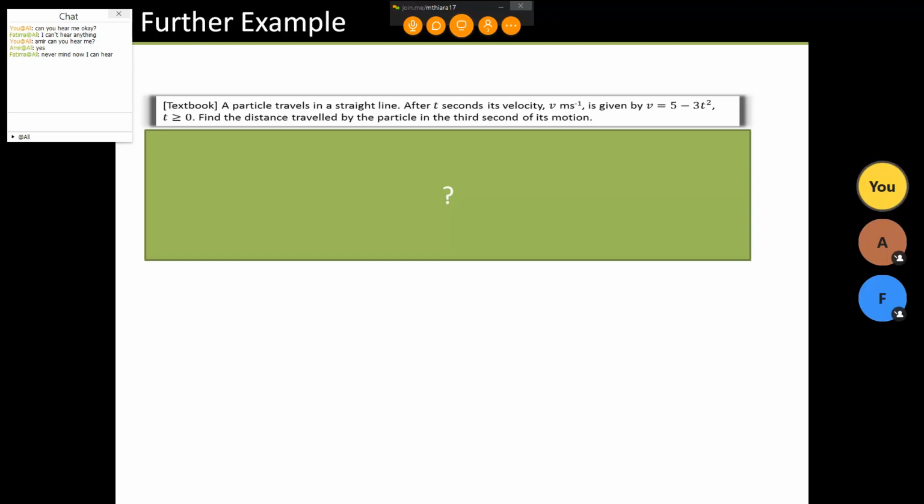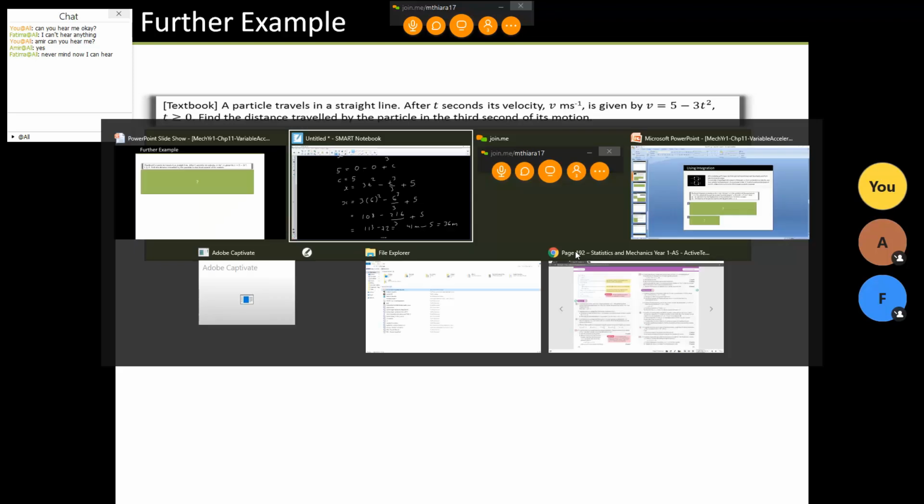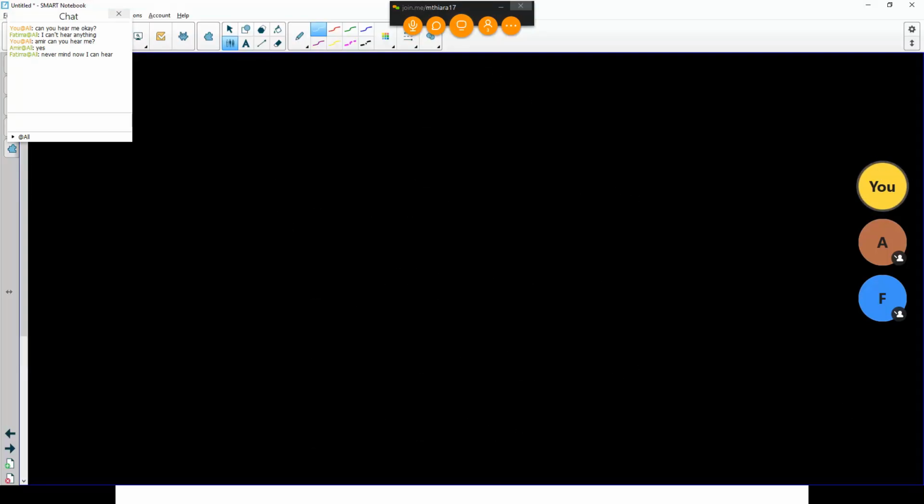So a particle travels in a straight line. After t seconds, its velocity is v meters per second, given by some formula there. Find the distance travelled by the particle in the 3rd second of its motion. So again, we've been given velocity here, and we need to find the distance travelled. So we need to go from velocity to displacement. How are we going to do that?